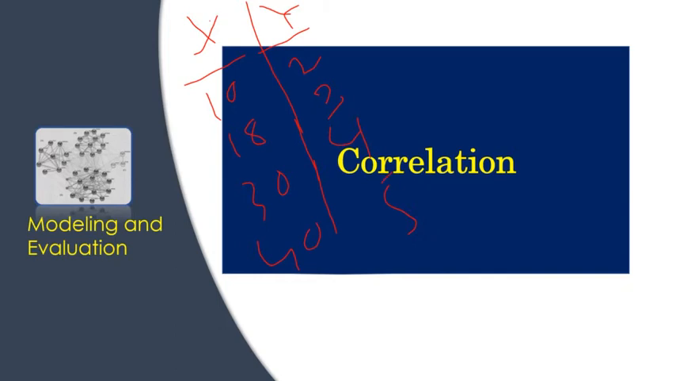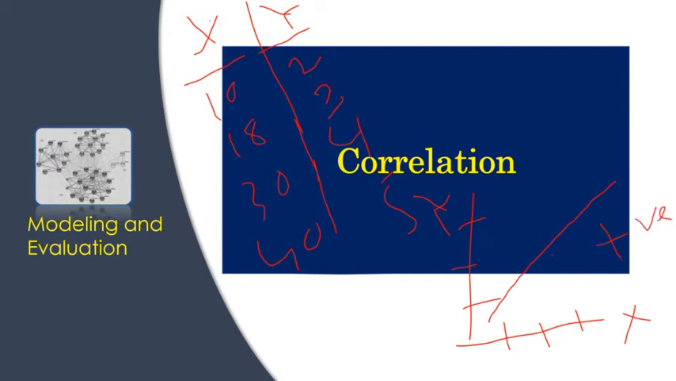What can we see? There is a pattern over here. If we draw the line, this is the x-axis and this is the y-axis. So x increases, y also increases. So there is a line. This is called positive correlation between the variables. The x and y are positively correlated.